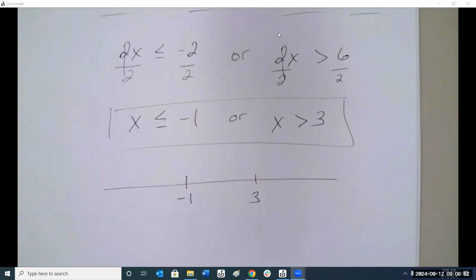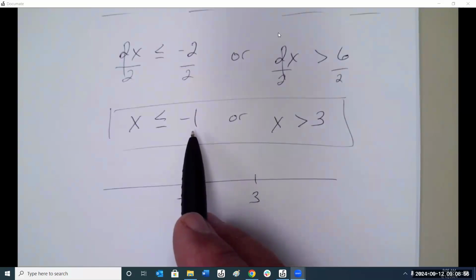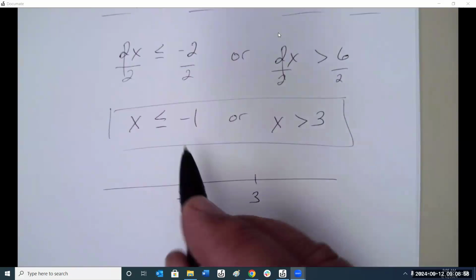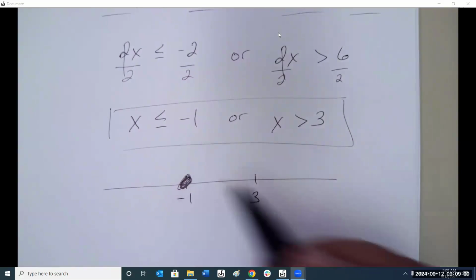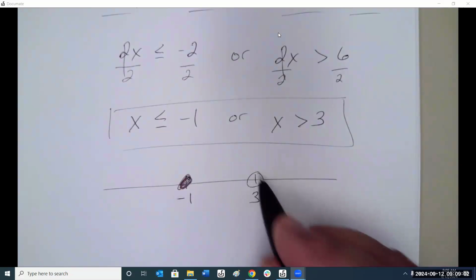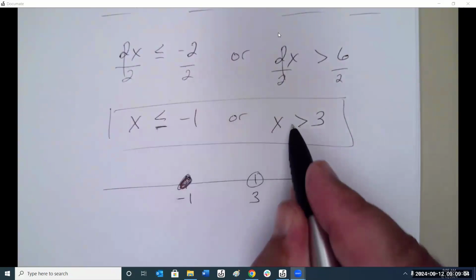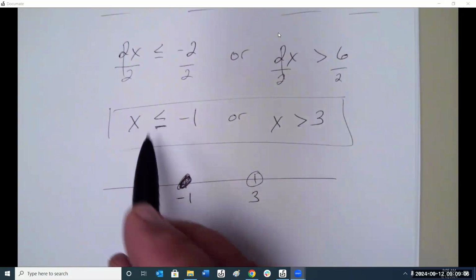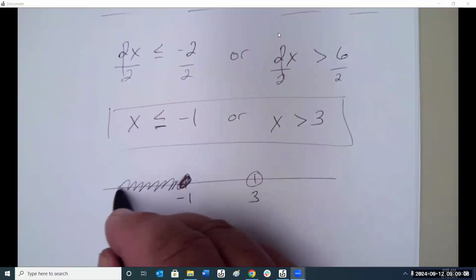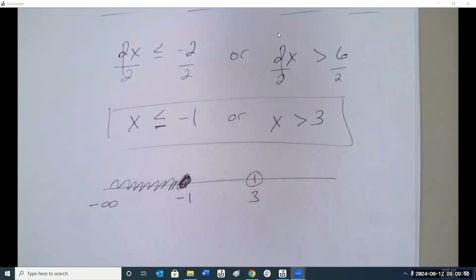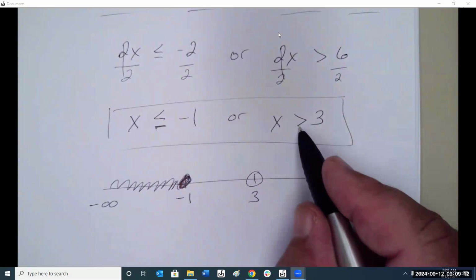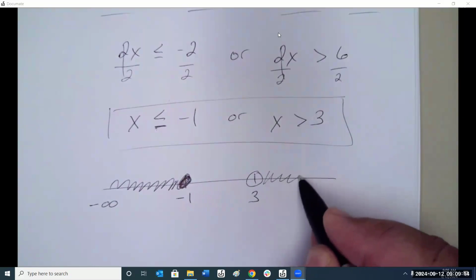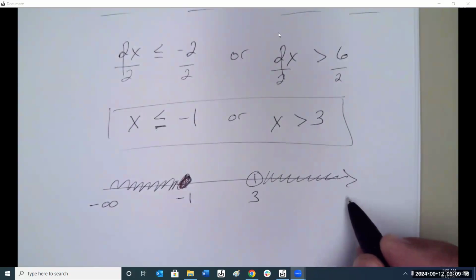Remember, always graph it first. It makes it easier to look at. So is it open or closed circle on -1? Open or closed on 3? Right. Because there's a line here, no line there. x is to the left of it, so it goes to -infinity. And it goes to the right, because x is bigger than 3.